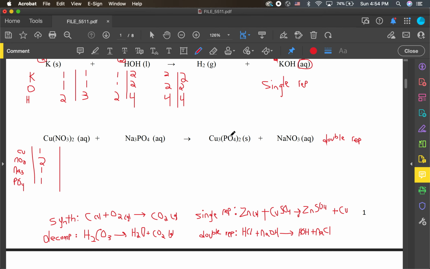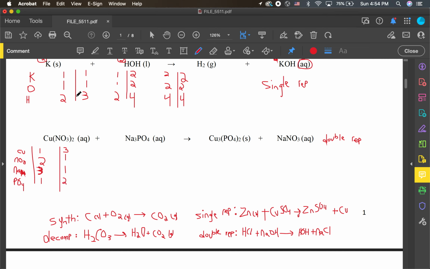On the right side, we've got 3 coppers here. NO3, we've got one of those guys. Excuse me, this shouldn't be Na3, this should just be Na. So we have 3 of these. Got ahead of myself, sorry. 3 sodiums on the left, and we have 1 sodium on the right side. And then the PO4, we have 2 of on this side.